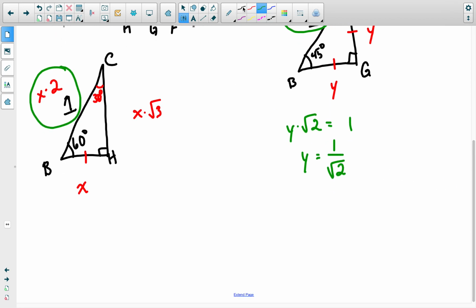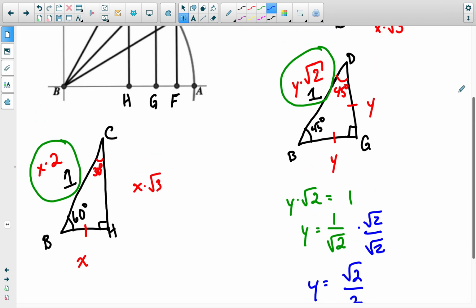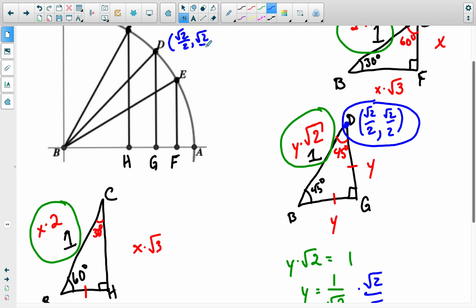Okay? To be in proper form, we should rationalize the denominator, so we multiply by root 2 over itself, meaning that y equals root 2 over 2. And so what that means is that this point D has ordered pair coordinates of square root of 2 over 2, comma, square root of 2 over 2, because that's the horizontal and the vertical distance. Okay, so point D has these coordinates, root 2 over 2, root 2 over 2.